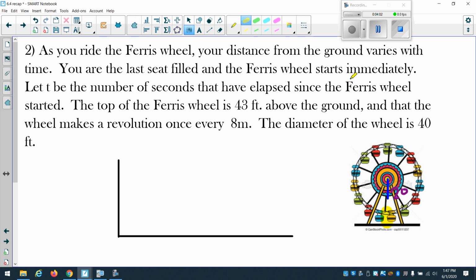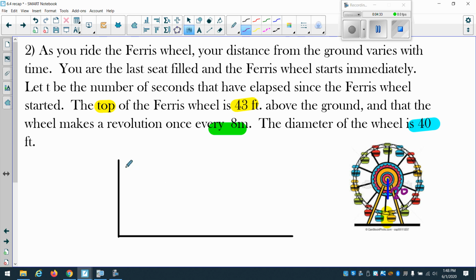And they're saying that t, the number of seconds, this should actually say minutes, that have elapsed since the Ferris wheel started. The top of the Ferris wheel, so key information, is 43 feet above the ground, and that the wheel makes 1 revolution every 8 minutes, okay? The diameter of the wheel is 40 feet, okay? So we have a lot of key information here, okay?